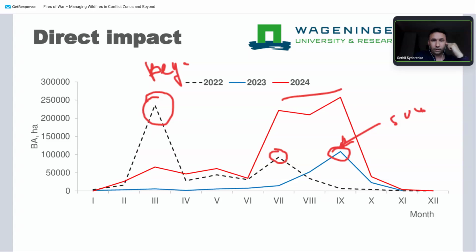And in 2024, we have a big peak from July to September, where two factors meet each other: very hot and dry weather conditions with military action, because the period when we have less rain is also the ideal period for military actions. So most of the fires come from here.